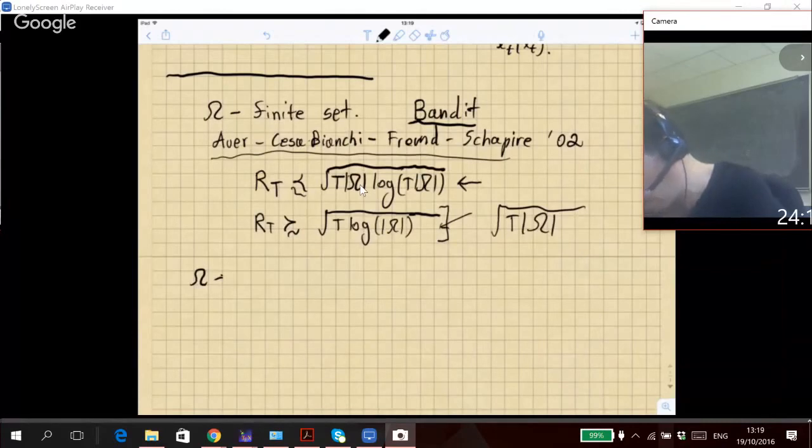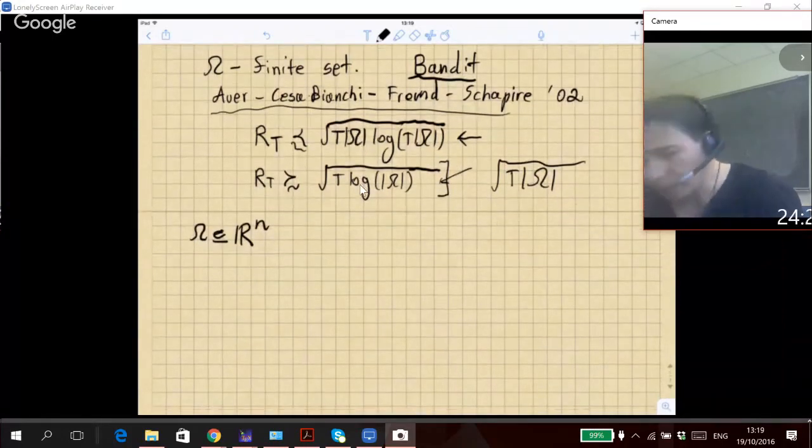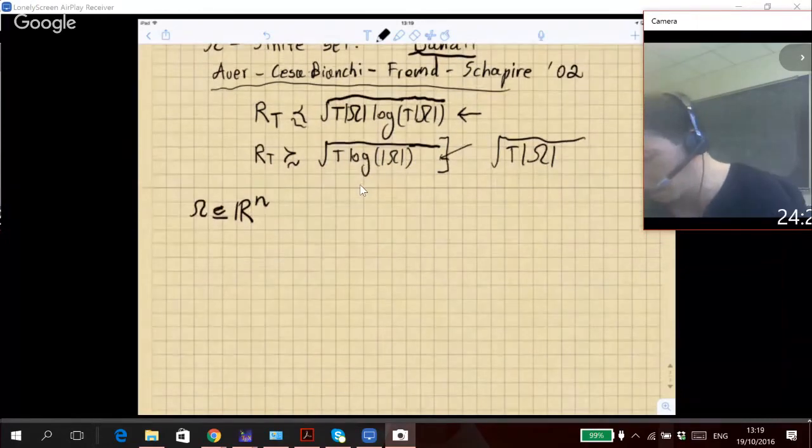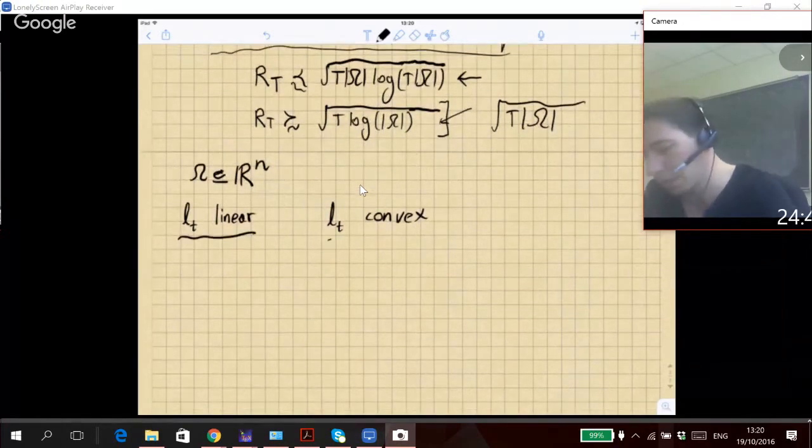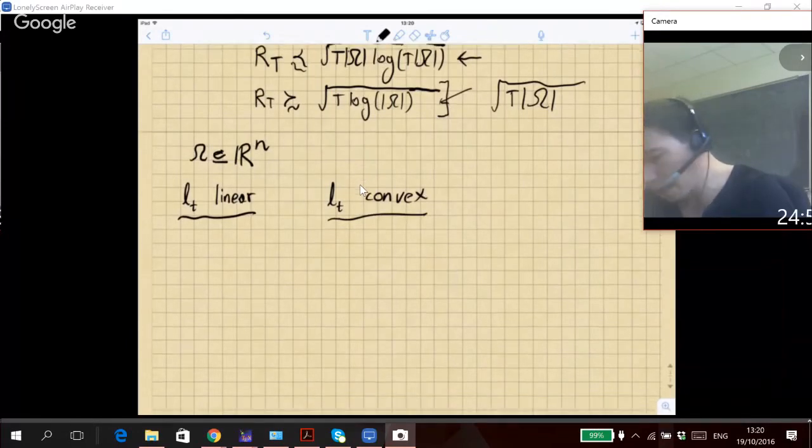The next setting is where omega is some subset of R^n. Clearly we can't say anything if we don't have some structure on Lt, because it could correspond to a discrete setting with infinite points. But there are two natural assumptions. One is that Lt is linear, and the other is that Lt is convex. This one is called linear bandits, and this one is called convex bandits.